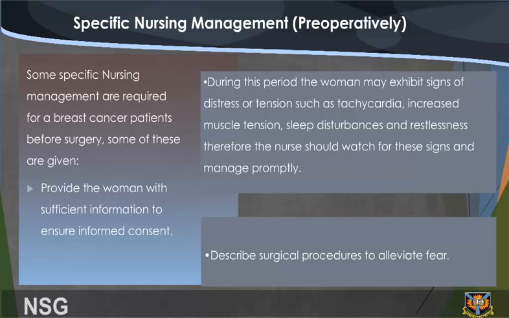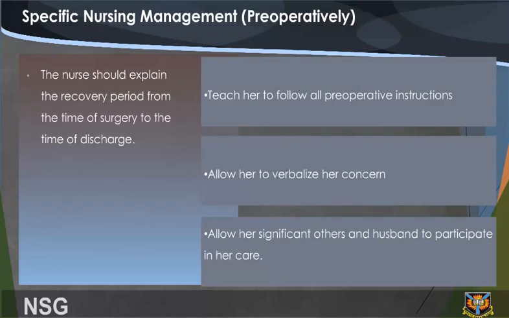Describe surgical procedures to alleviate fear. The nurse should explain the recovery period from the time of surgery to the time of discharge. Teach her to follow all preoperative instructions. Allow her to verbalize her concern. Allow her significant others and husband to participate in her care.